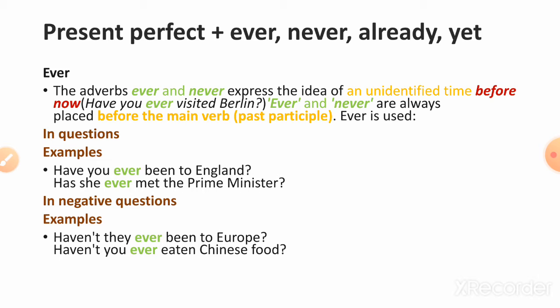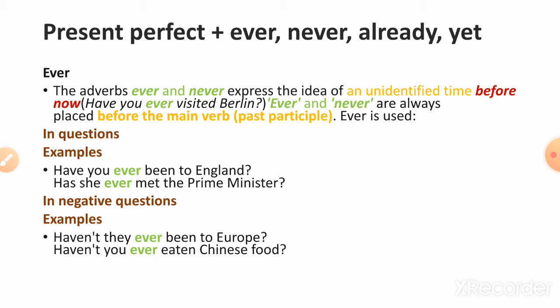Ever and never are always placed before the main verb, the past participle. It means the third form of the verb. In very simple sense, we have to place ever and never before the third form of the verb. Ever is used in questions. Examples: Have you ever been to England? Has he ever met the Prime Minister? These are questions.